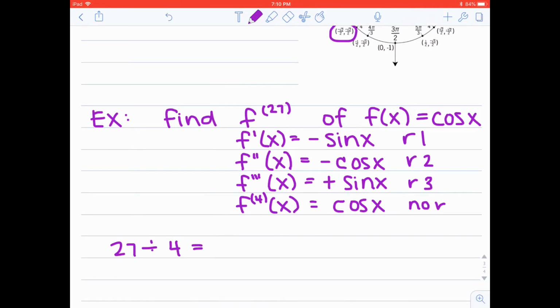So 27 divided by 4 is 6. That gives us 24, right? And so that means that we have a remainder of 3. And so our answer here is going to be that the 27th derivative is the same as the third derivative, which is sine x.